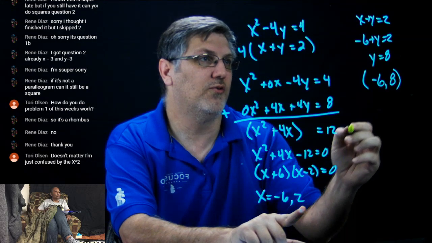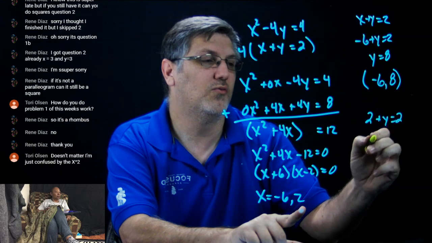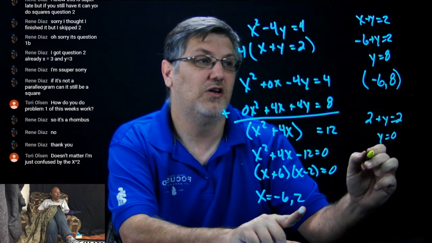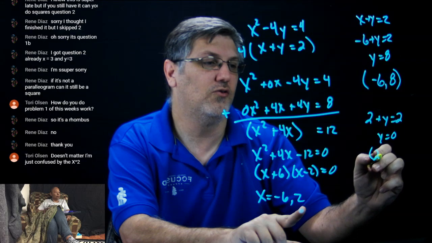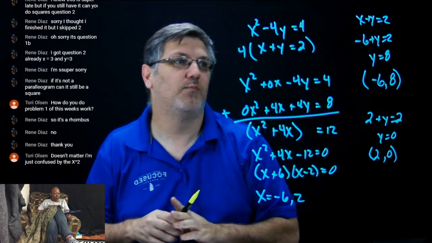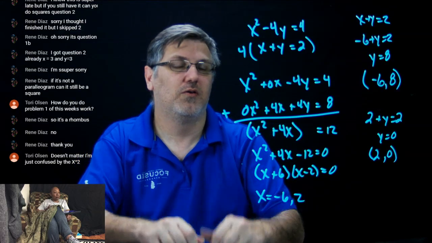Alright, we're going to do it for 2. So we're going to do 2 plus y equals 2. Well, y is going to equal 0. So my other solution to this is simply going to be 2, comma 0. And you're done. That's it. Piece of cake.